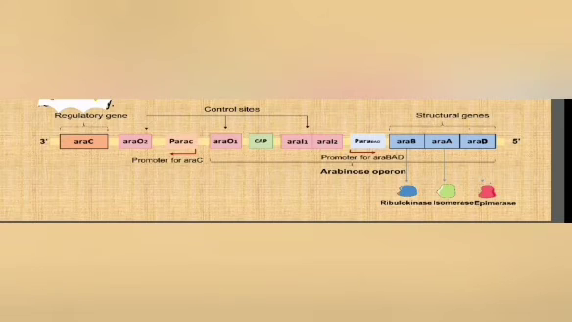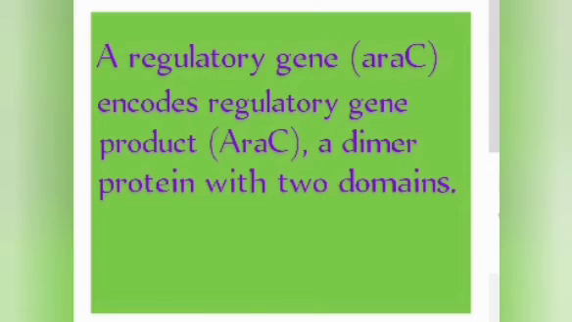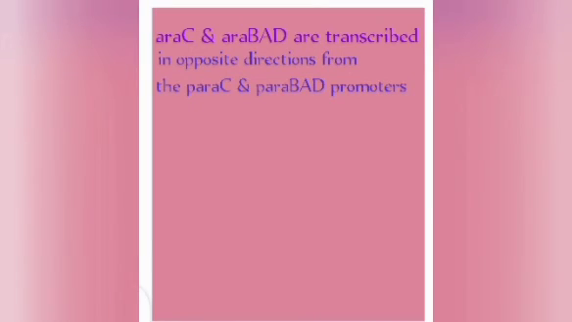What is a regulatory gene? A regulatory gene is located upstream of the Arabinose operon. The regulatory gene encodes Arabinose responsive regulatory protein, also known as regulatory gene products, a dimer protein with two binding domains. Note: the regulatory gene and the structural genes are transcribed in opposite directions from the regulatory gene promoter and structural gene promoter respectively.